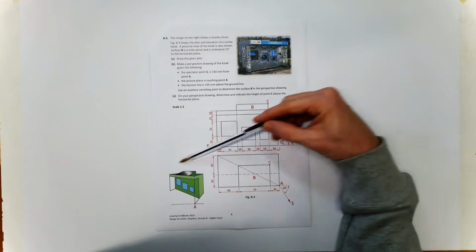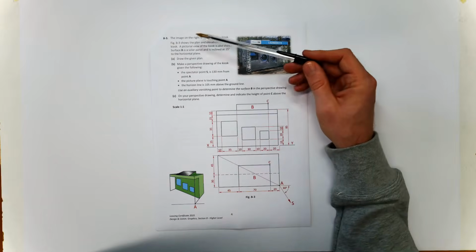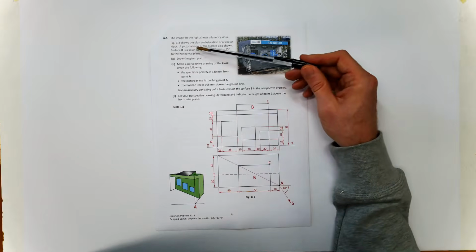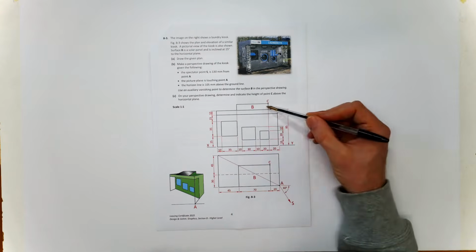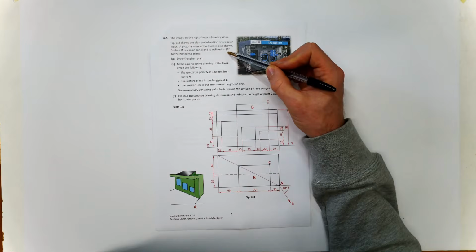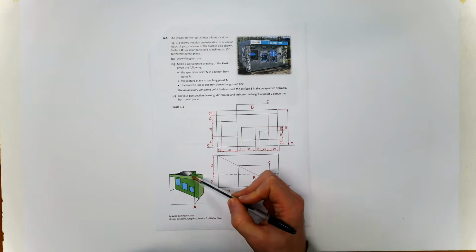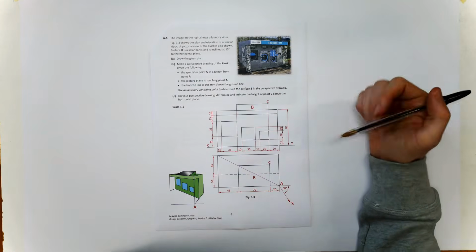So here's our pictorial view. This is what we're aiming to produce. Surface B is a solar panel. So surface B here is a solar panel, and it's inclined at 15 degrees to the horizontal plane. So that angle in there would be 15 degrees if we were looking directly at it.